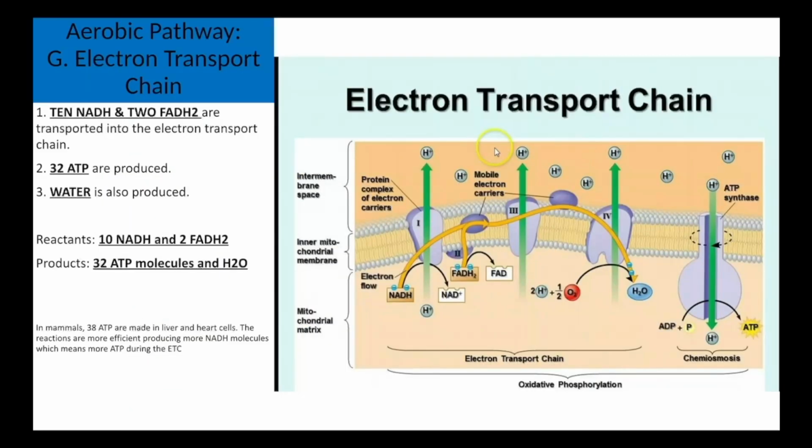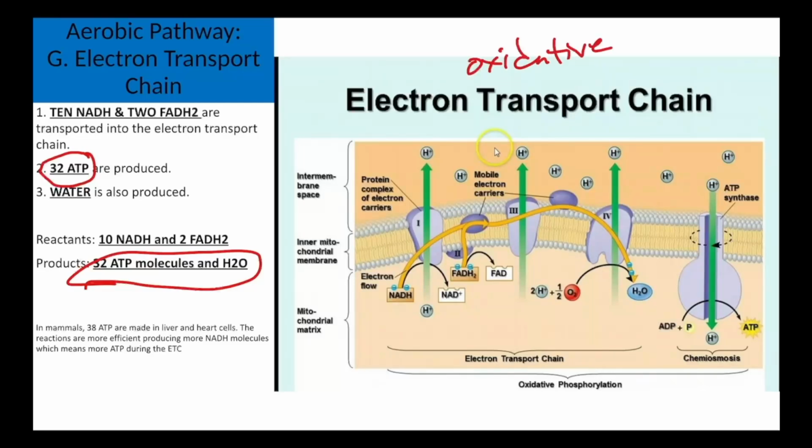So to summarize aerobic respiration, we're going to have 10 NADH and 2 FADH2 transported into this pathway. And look what's made, 32 ATP. That's a lot of ATP. And of course, we're going to be releasing water as well. So here is where the money is made. Another name for this is oxidative phosphorylation.